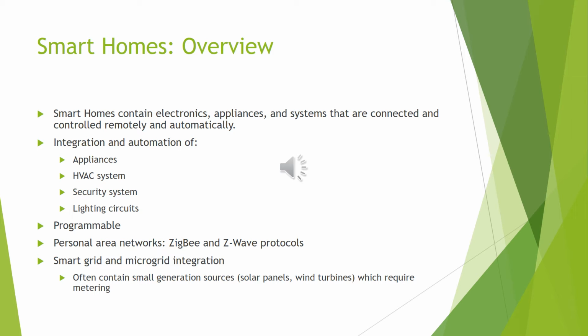Smart homes use low data rate and low power consumption personal area networks to connect sensors, meters, switches, and controllers. Two common network protocols are Zigbee and Z-Wave. While smart homes use small networks to connect various electronics within the home, they can be a part of a larger network like a smart grid or a microgrid. These homes often have small intermittent generation sources such as solar panels or wind turbines, which require metering and reporting capabilities to the utility operator.